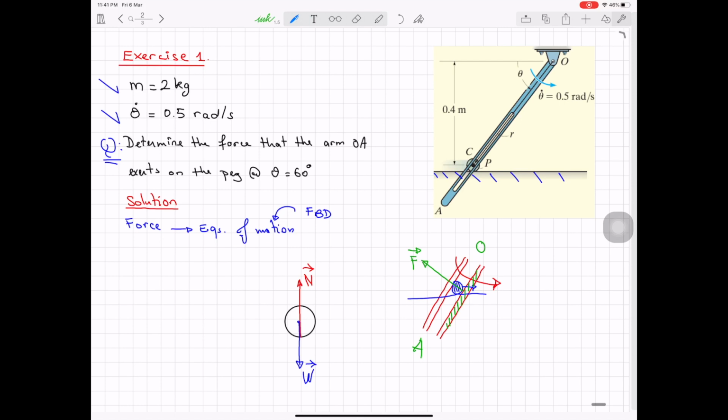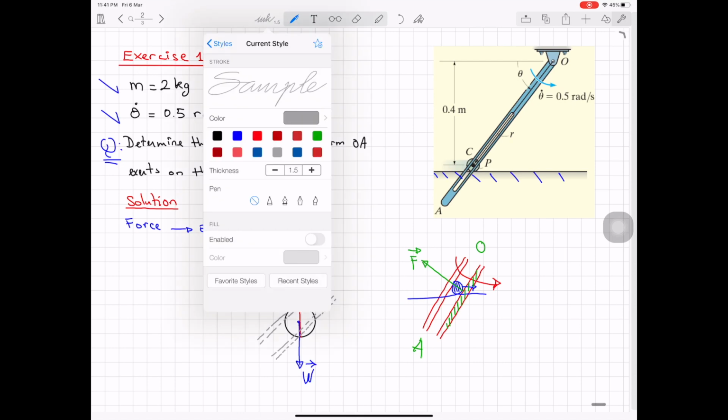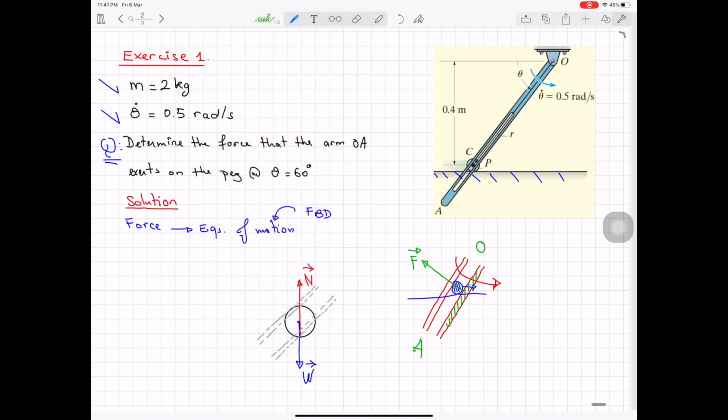So if I put here, just to represent that side of the peg, that side of the arm OA, this is the other side of the arm. Once I remove the arm OA, I will have to represent its action on the mass with this force F. Of course, it has to be perpendicular to this side.